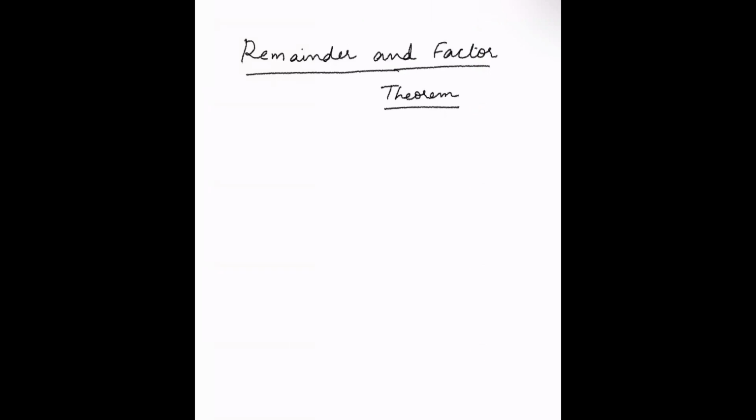Remainder and factor theorem. For doing this chapter, you should first know what is a polynomial. You have learned in younger classes about binomial, trinomial, monomial, then polynomial. So when I write 5x plus 3, it has got two terms. When it has got two terms, we call it a binomial.